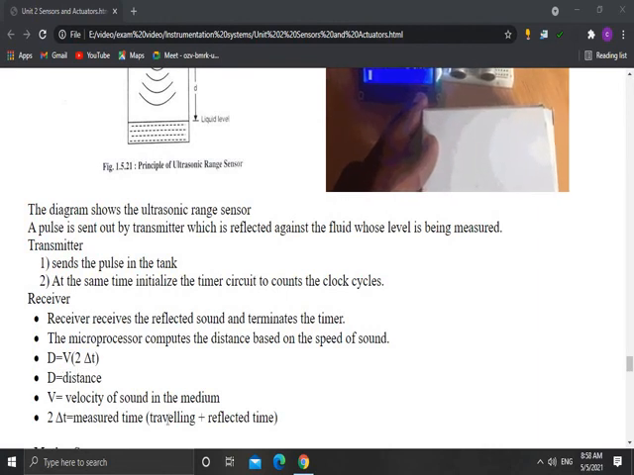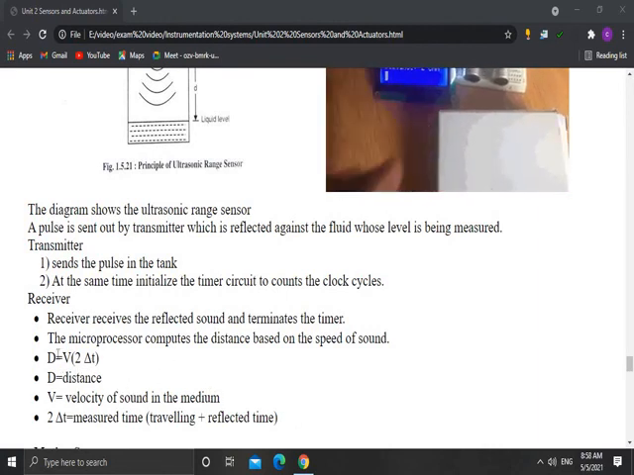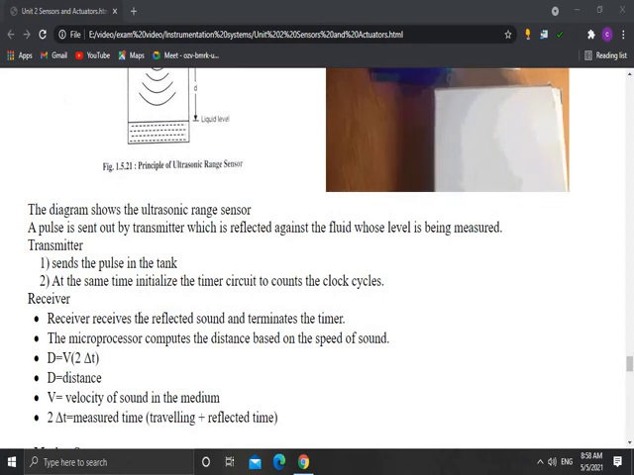So likewise, by using this calculation, the sensor can find out the distance.